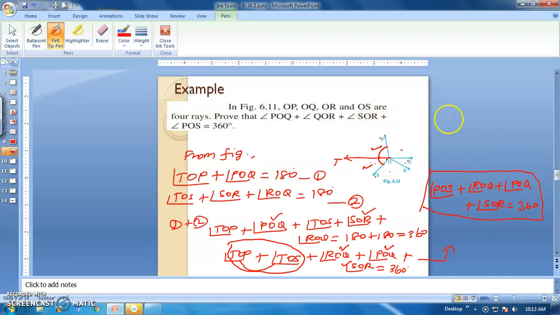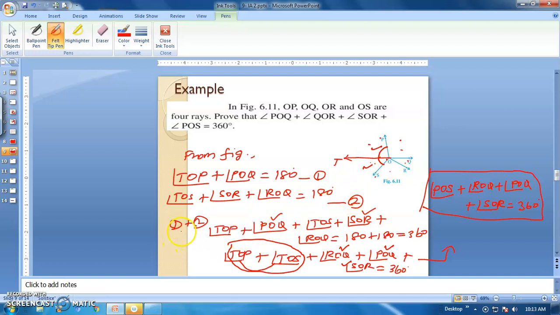So what I did here means, first I drew a construction here, that is OT. Now we got TOQ as a straight line. So from that straight line, the first equation can be written as the sum of these two angles, that is a linear pair, TOP plus POQ equals 180 degrees. And secondly, I wrote the same straight line but below the line. Below the line, three parts are there: angle TOS, SOR, ROQ. The sum of these three angles equals 180 degrees, that is equation number 2.